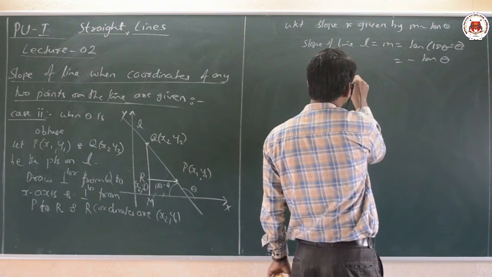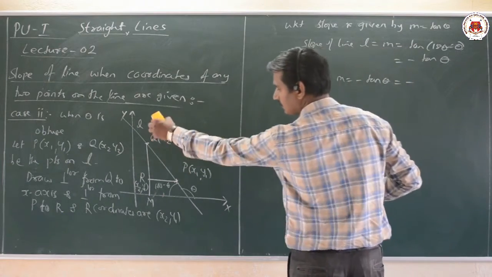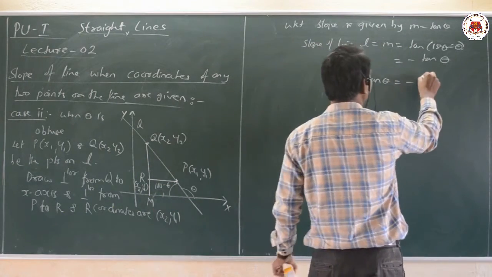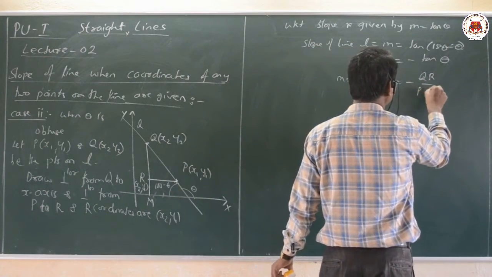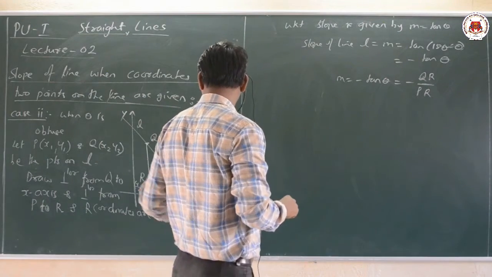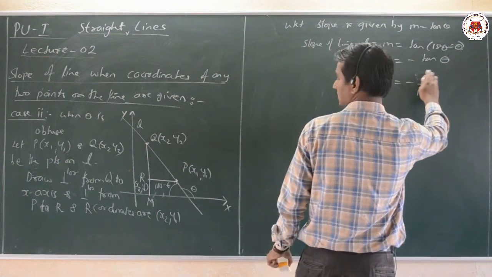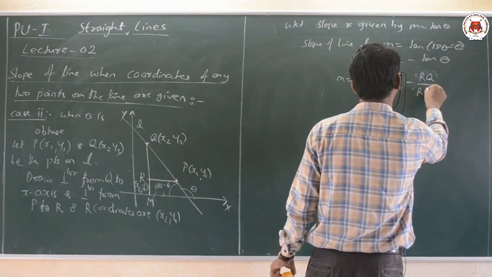Now m is equal to minus tan theta, that is minus of QR divided by PR. Or you can take it as RQ divided by RP. So I can write it here as RQ divided by RP.